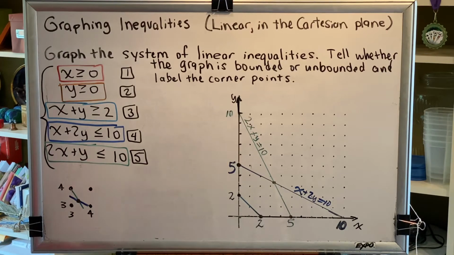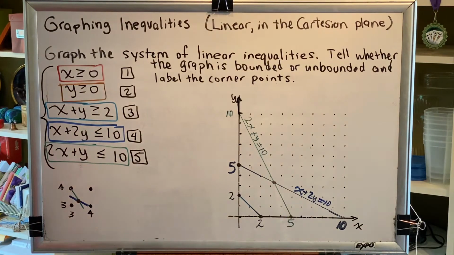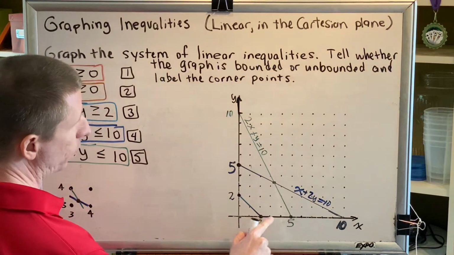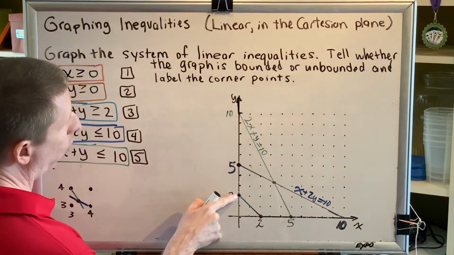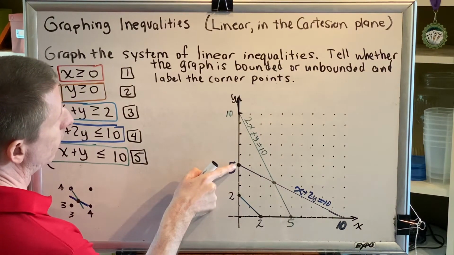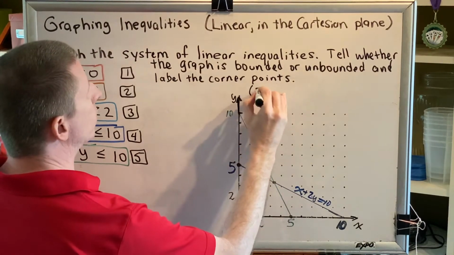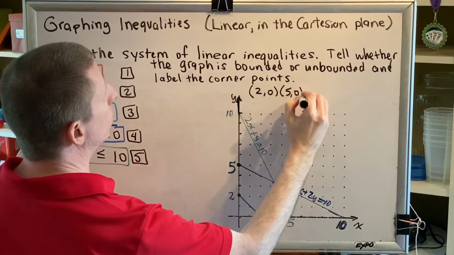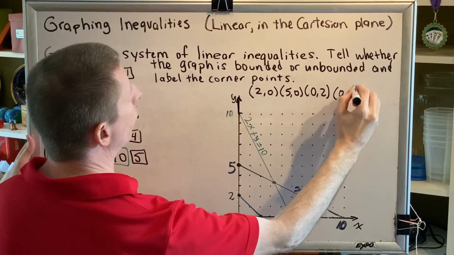This is a five-sided shape, so there are 5 corners. 4 of the corners are very easy to identify simply by looking at our graph. This point right here has an x-intercept of 2, this point here an x-intercept of 5, this point here a y-intercept of 2, and this point here a y-intercept of 5. For that reason we get the following points: (2, 0), (5, 0), (0, 2), (0, 5).